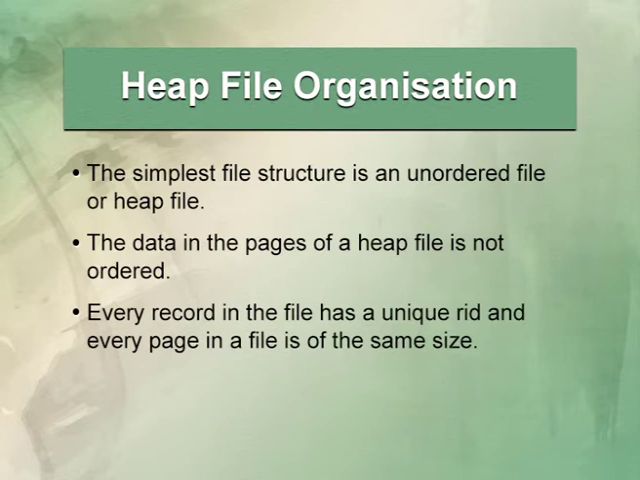Every record in the file has a unique RID, record ID. RID means record ID, you have to remember, and we will be speaking about this RID in the following slides also. And every page in a file is of the same size. So, these are the two things that you have to remember in heap file organization. One is that it does not follow any order, but each and every record is identified with the proper RID, record ID.